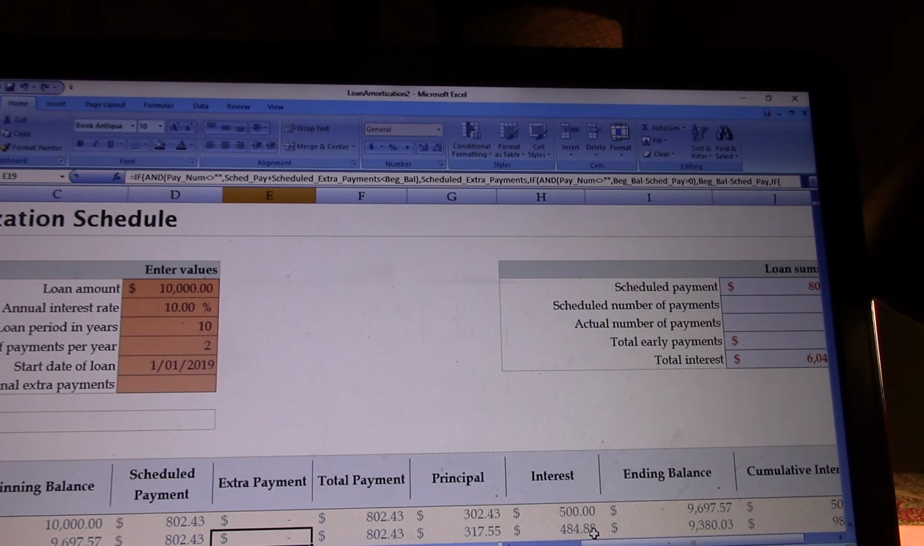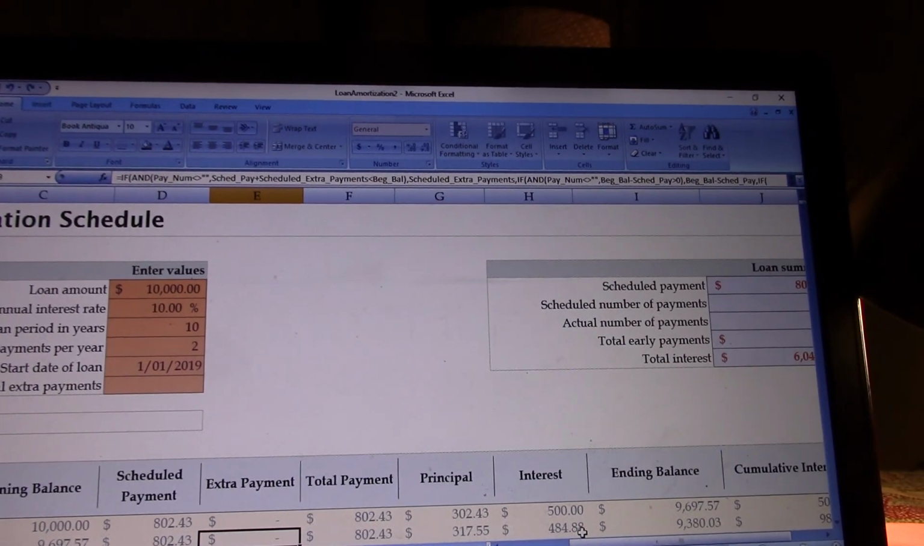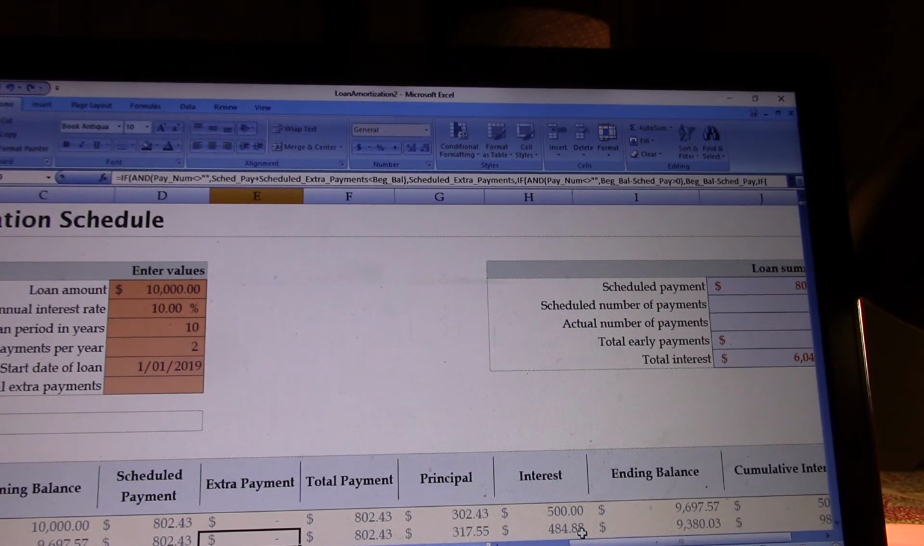Okay, so this is this question. You can easily use this amortization table to calculate the interest payment.